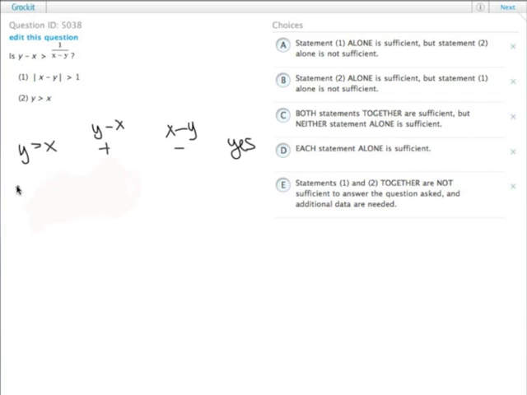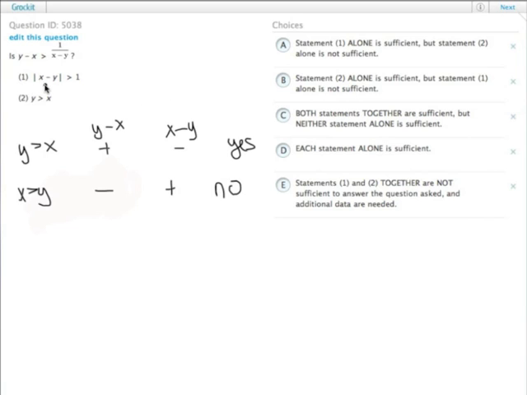If we do x is greater than y, y minus x, we'd be subtracting a bigger number from a smaller number. This one would be negative. X minus y would be the positive number, and then we would have a negative number on the left-hand side and a positive number on the right-hand side, so it would not be true that y minus x was greater than 1 over x minus y. So really the question is asking, what are the relationships of y and x?